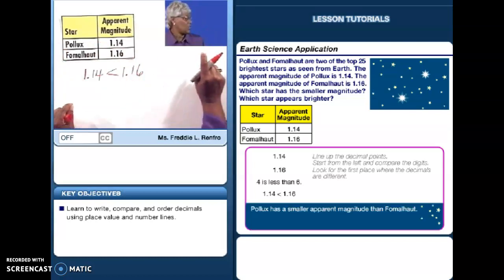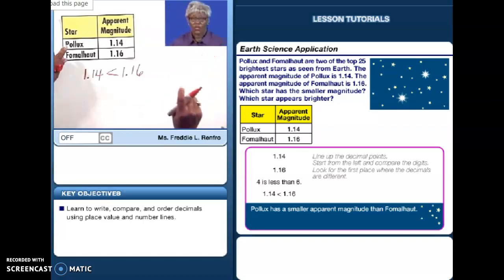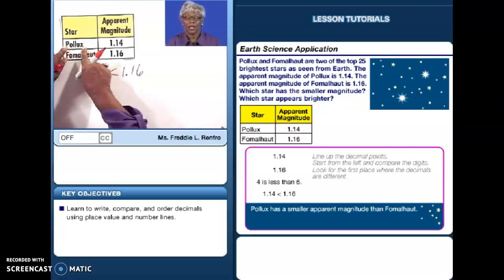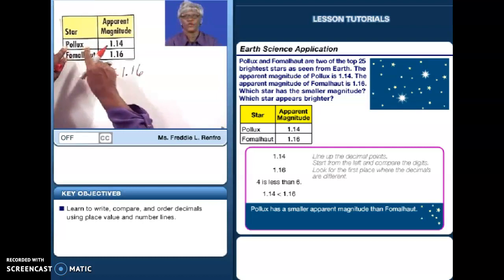The next question, it says, which star appears brighter? Well, according to the rule, the one with the smaller magnitude appears brighter. So it would be the same. Pollux would be the one that appears brighter.